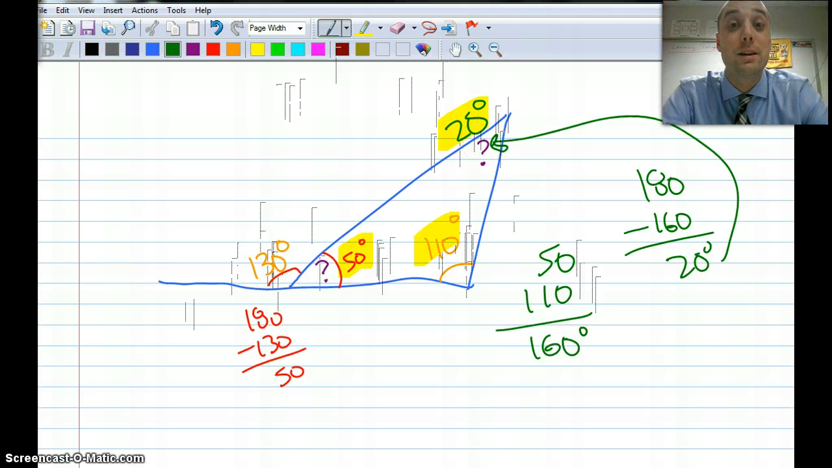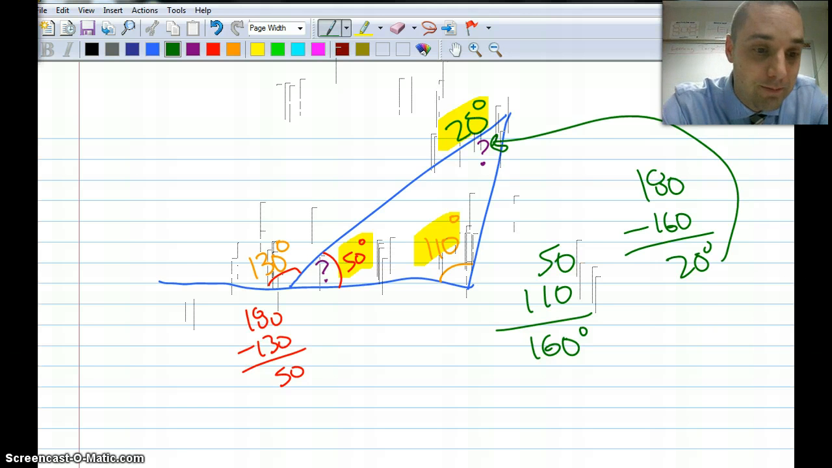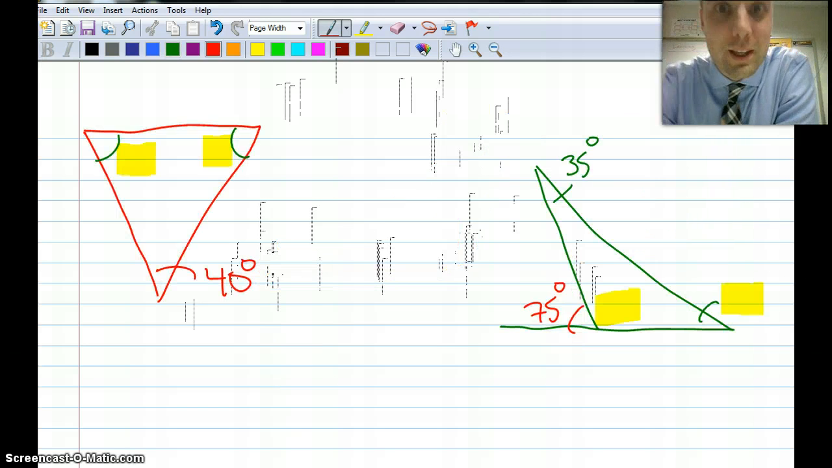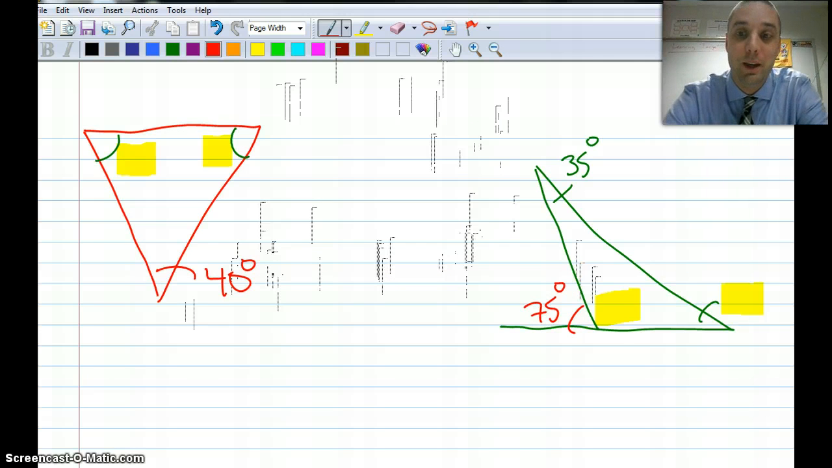Pause the video right now, and I want you to have a quick conversation with your partner. What have we learned? What's the big idea? All right, pause it. All right, we're back to wrap up this lesson. I've got two examples out here. Anywhere there's yellow highlighting marks a missing angle, and your job is to find the missing angle. So copy these two down, team up with your table partner, and find all missing angles. Go ahead and pause it and find those missing yellow angles.